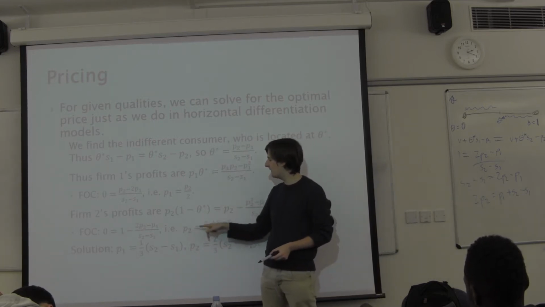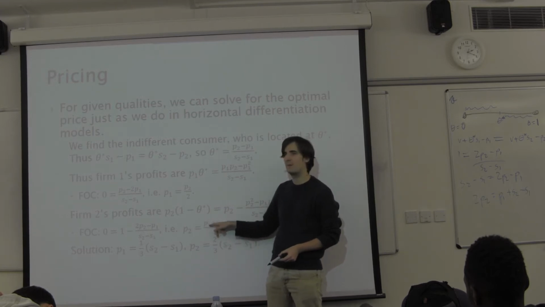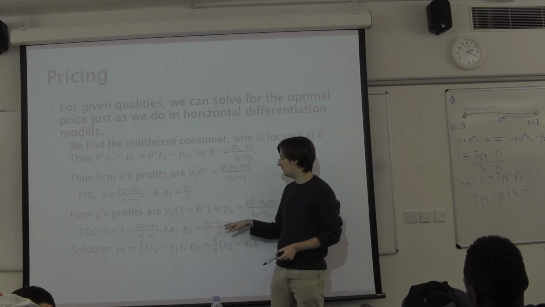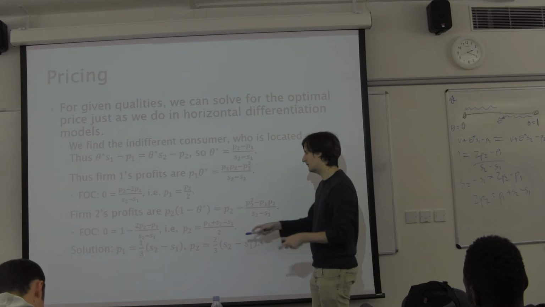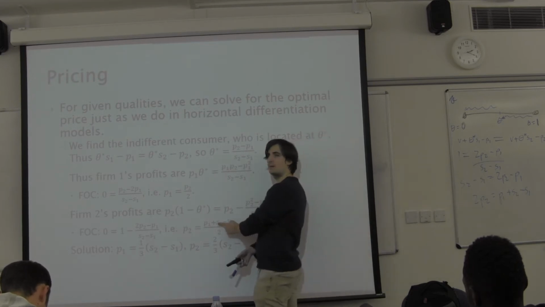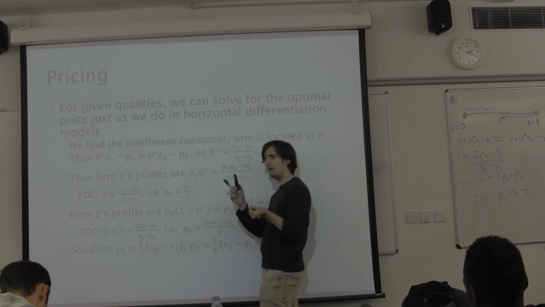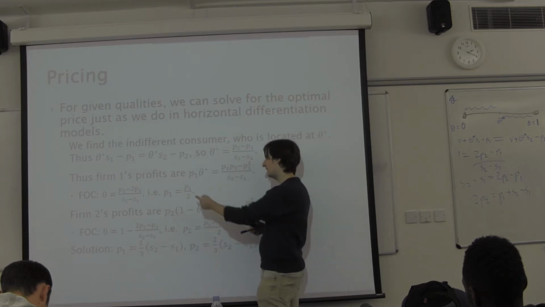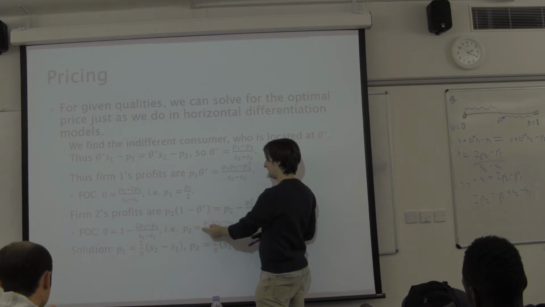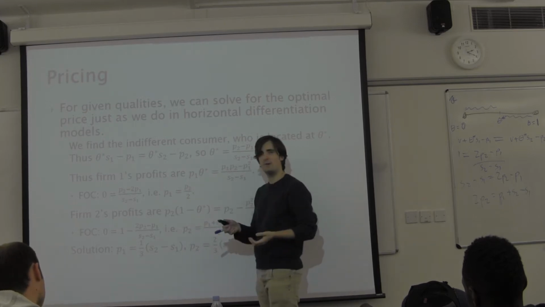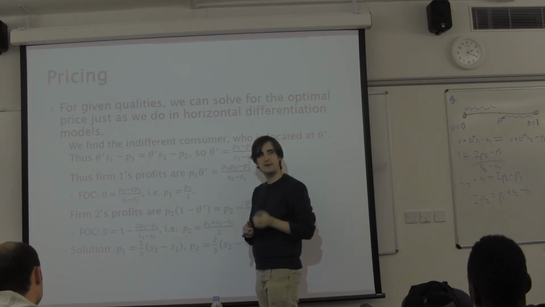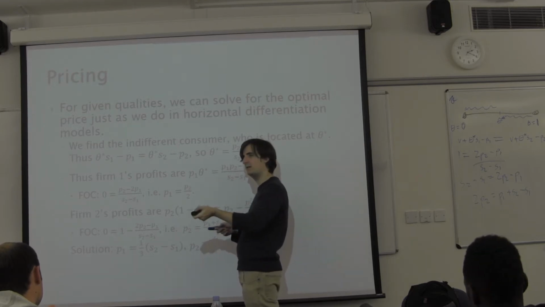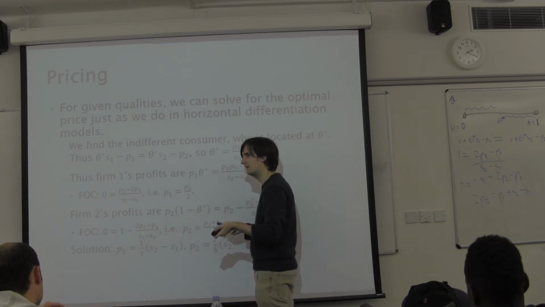So again, does this make sense? Well, the high quality firm's price is increasing in the low quality firm's price. And it's also increasing in the difference in quality between them. So if they're both producing goods of the same quality, so say S2 was equal to S1, then there would really be no difference between these two firms at all. And this equation would say P1 is P2 over 2, this equation would say P2 is P1 over 2. So what would the prices be? What would be the solution then? So P1 is half P2 and P2 is half P1. What are P1 and P2?